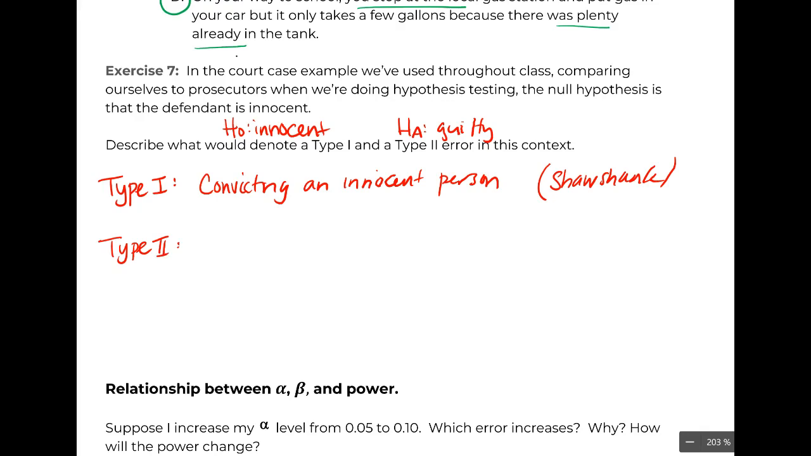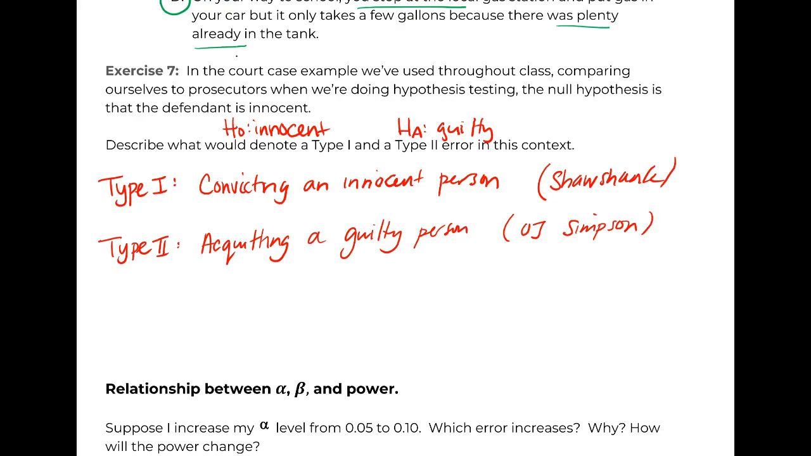So I end up acquitting a guilty person, or letting a guilty person go free. We got our O.J. Simpson. Right, so those are our type 2 and type 1 errors.